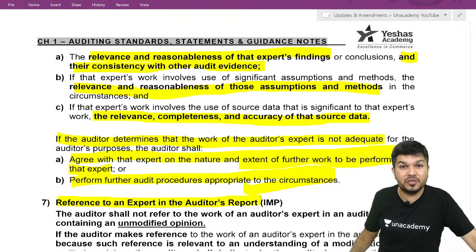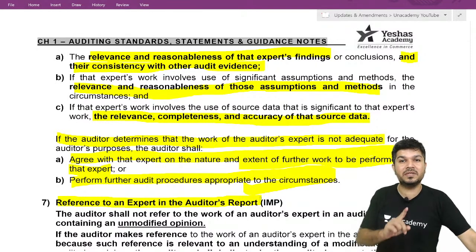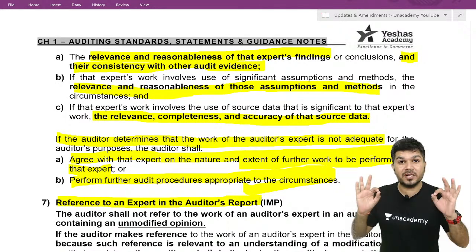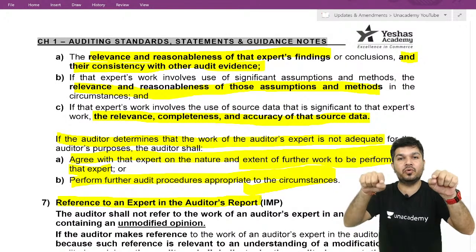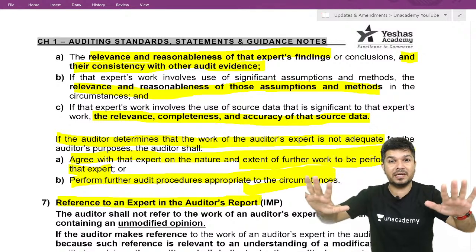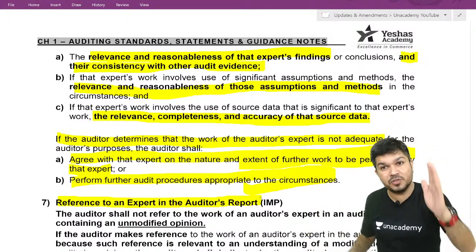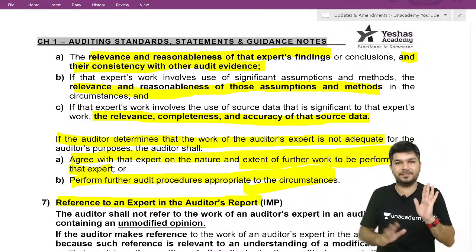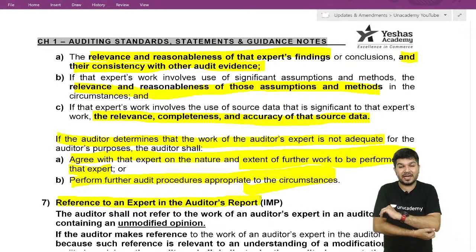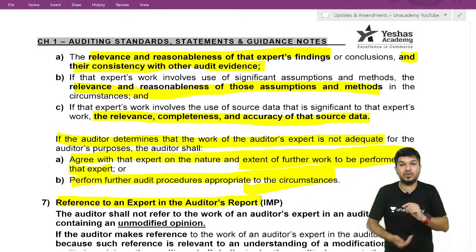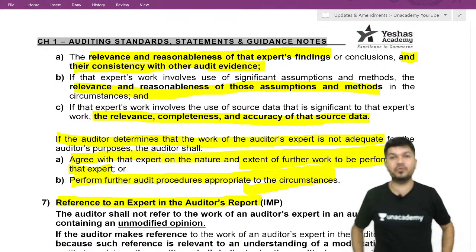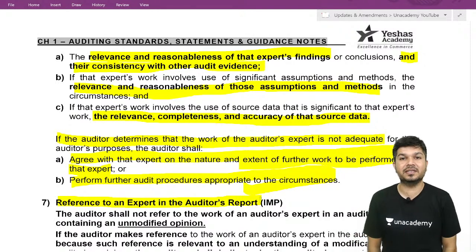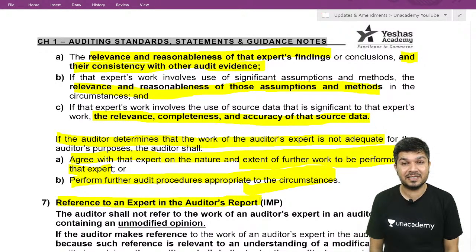In a modified report you may write his name. But by writing the name, the responsibility is not reduced. The whole responsibility of the audit report is on you only. If some problem is discovered later, shareholders will file a case against you, not against that expert. So can I write the name of the expert in my report? Clean report? No, you cannot write it. Modified report? Yes, you can write, but by writing their name, the responsibility is not shifted.